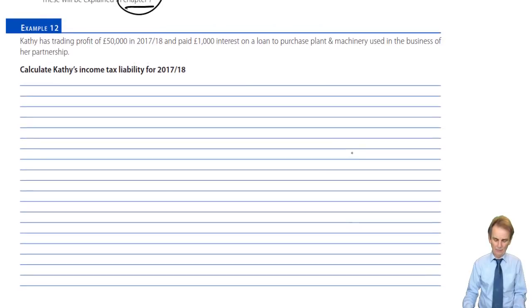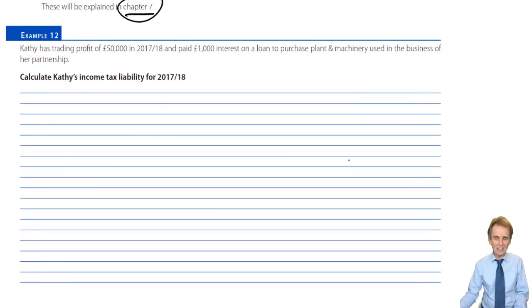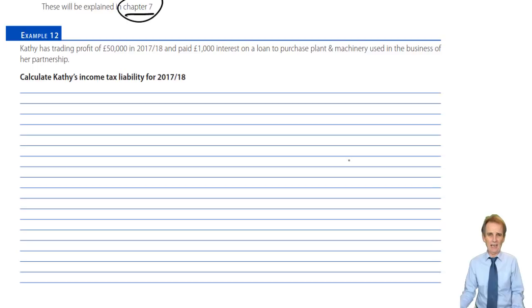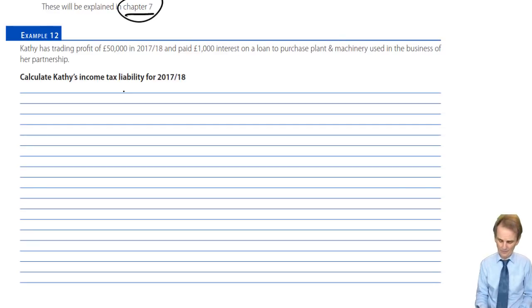Example 12, therefore. Now, because this is just a very basic exercise, you get to total income and you deduct either the qualifying loan interest and or any trading loss reliefs to bring you to net income, take off your personal allowance, get your taxable income and then proceed to tax. You are going to have a go at this example.